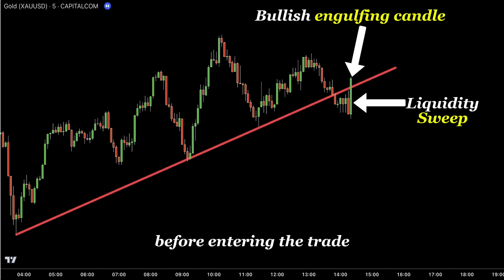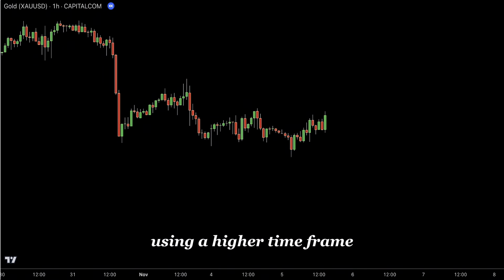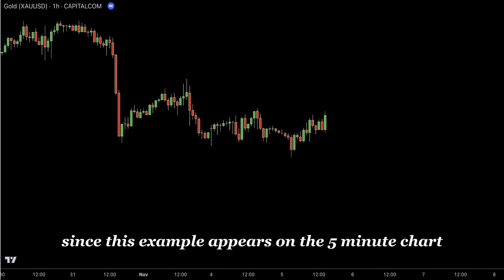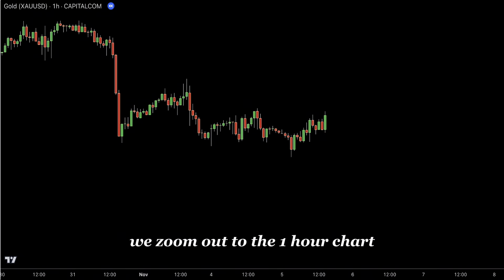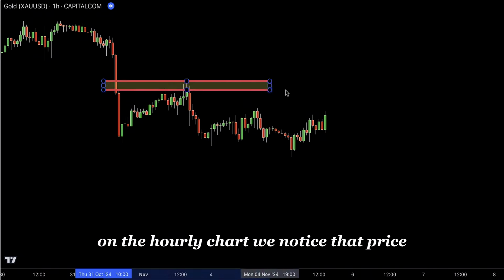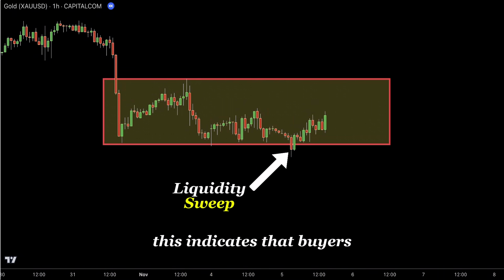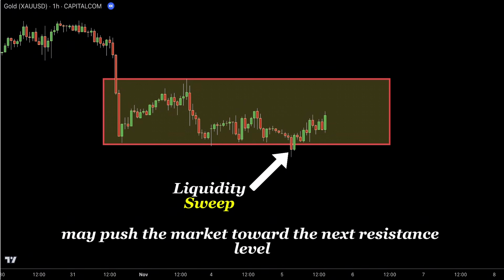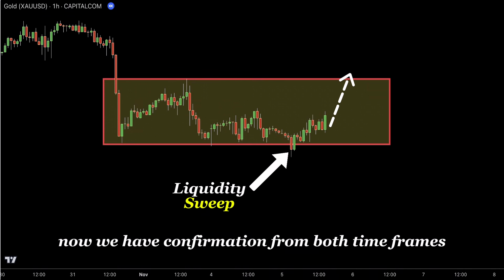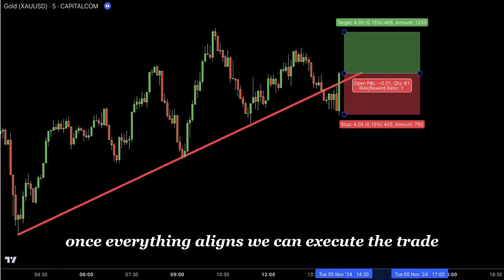Before entering the trade, it's useful to confirm the setup using a higher time frame. Since this example appears on the 5-minute chart, we zoom out to the 1-hour chart. On the hourly chart, we notice that price recently performed a liquidity sweep at a support level. This indicates that buyers on the higher time frame may push the market toward the next resistance level. Now we have confirmation from both time frames. Once everything aligns, we can execute the trade.